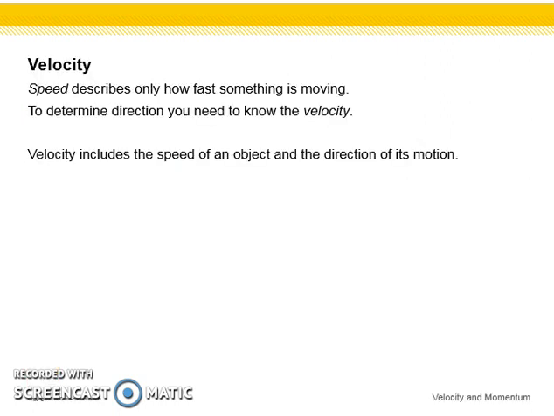So velocity, you should be writing down: speed describes only how fast something is moving. To determine direction, you need to know velocity. So what's the difference between velocity and speed? It's this right here: direction. Velocity includes the speed of an object and its direction of motion. That's really the only difference. So instead of saying "I'm going 20 miles per hour," for velocity it would be "I'm going 20 miles per hour east." That's the only difference.